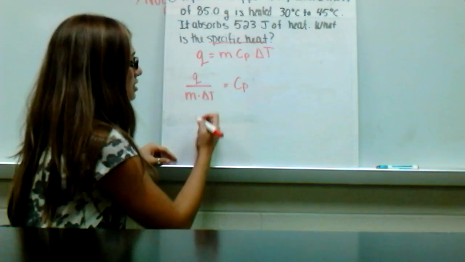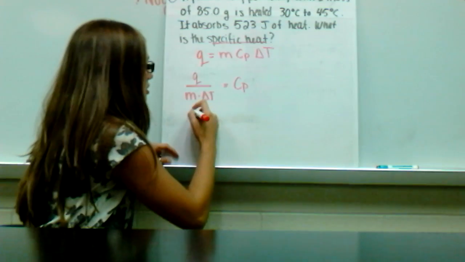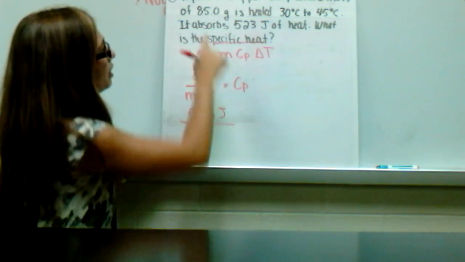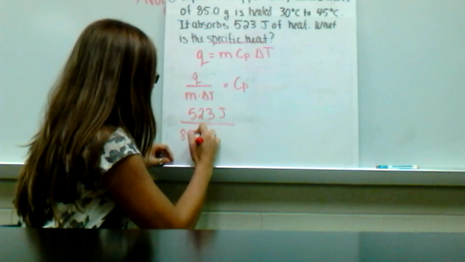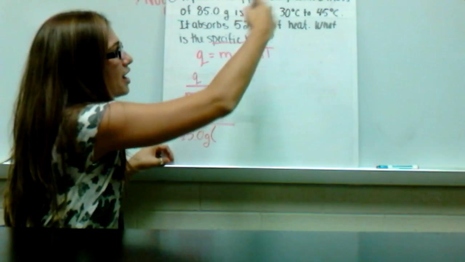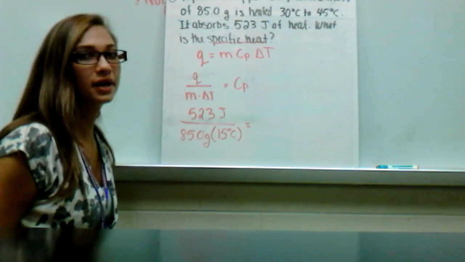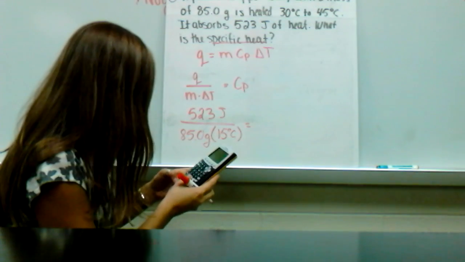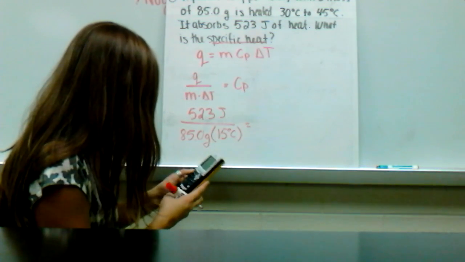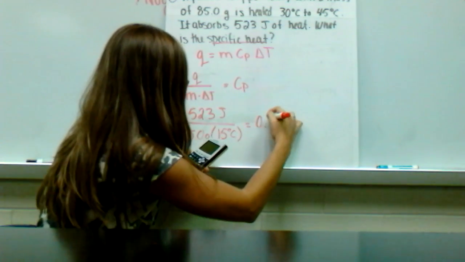Now we're just going to plug in the numbers that we have. So our Q absorbs 523 joules, so that's going to be our Q, divided by our mass, which is 85 grams, times the change in temperature. So 45 minus 30 is going to be 15 degrees Celsius. So now we just divide that. And we get 0.41.